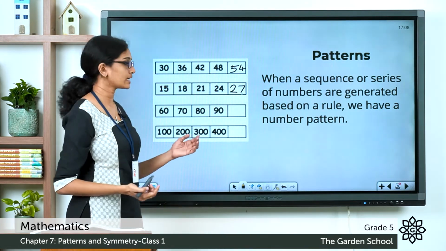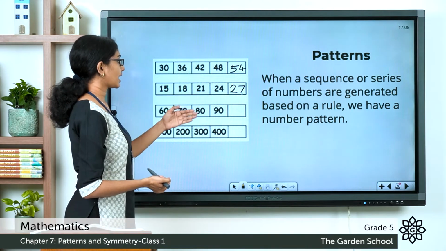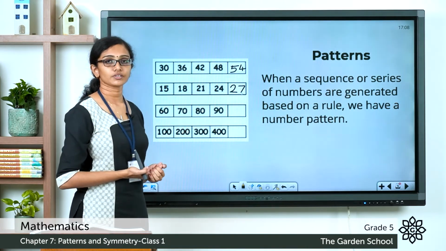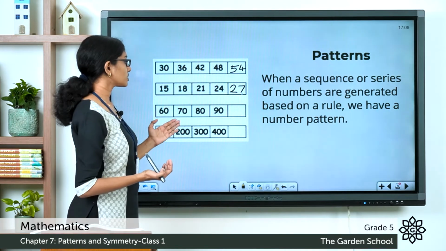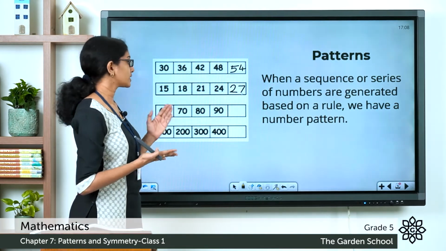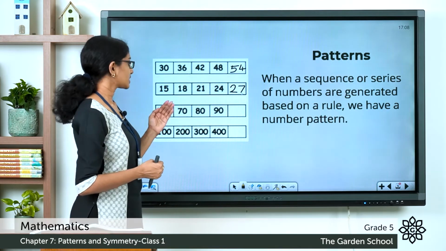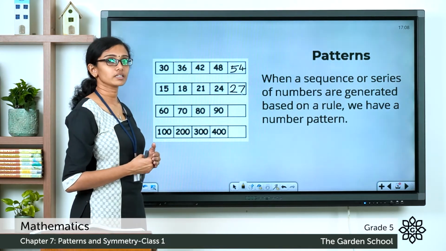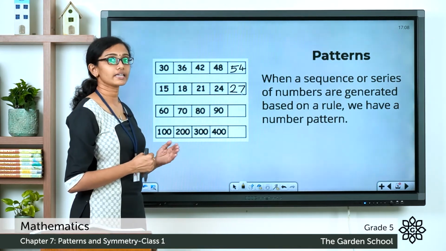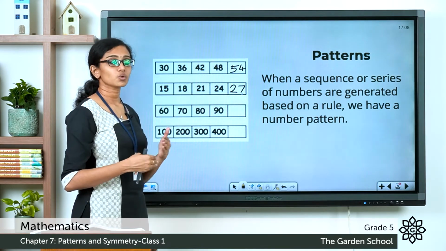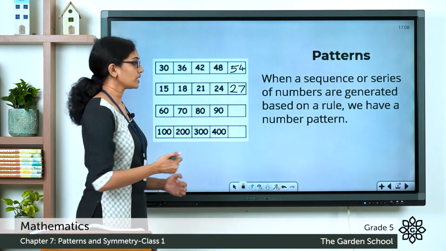Now let's see the third case: 60, 70, 80, 90 and a blank. The numbers are increasing with a difference of 10. 60 plus 10 is 70, the next is 80, then 90. So what should be the next number? It should be 100.